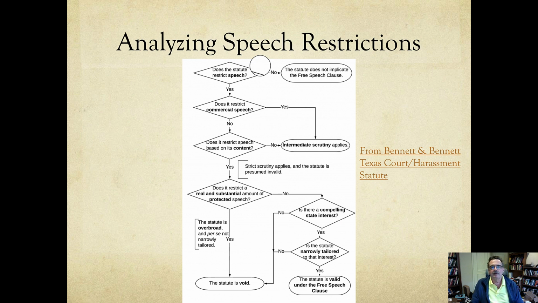Another thing that may be of interest is in thinking about free speech or restrictions on speech. This is taken from Bennett and Bennett, Texas Court Harassment Statute. It is describing the idea of speech: does the statute restrict speech or no, right? It's a visual representation of this process of determining and deciding what speech is restricted.